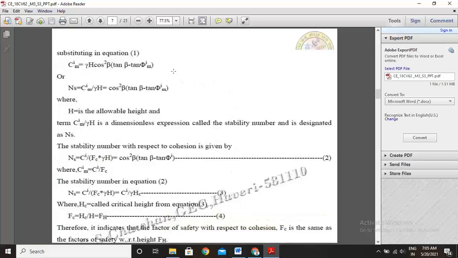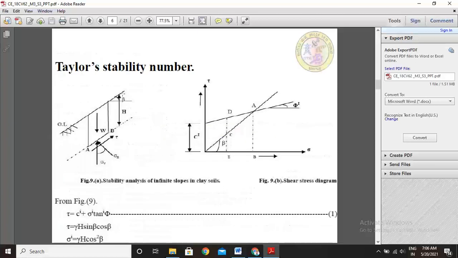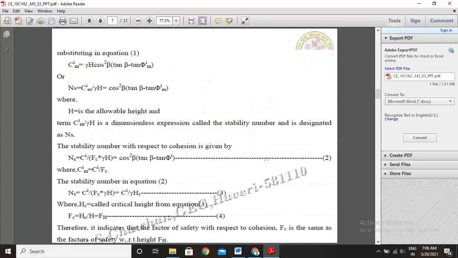Next, substituting in equation 1, Cm dash equal to gamma h cos square beta into tan beta minus tan phi m dash, or stability number Ns equal to Cm dash by gamma h. So now substitute the value in this equation, that is cos square beta into tan beta minus tan phi m dash, where h is the allowable height of the embankment.